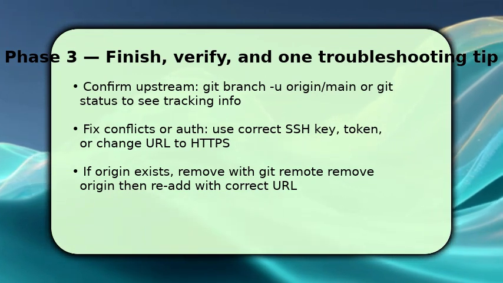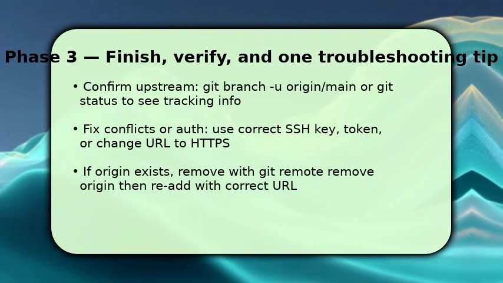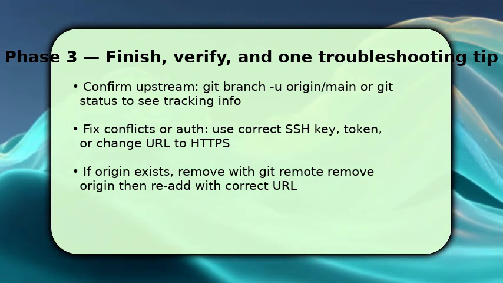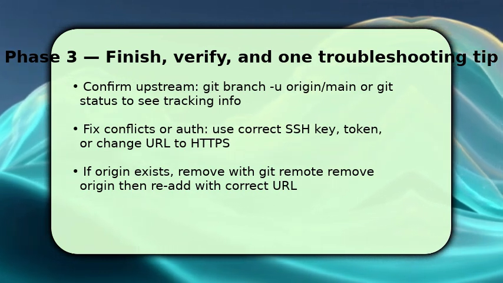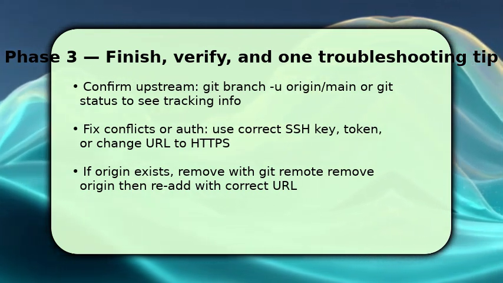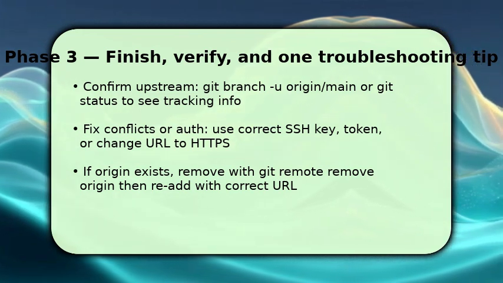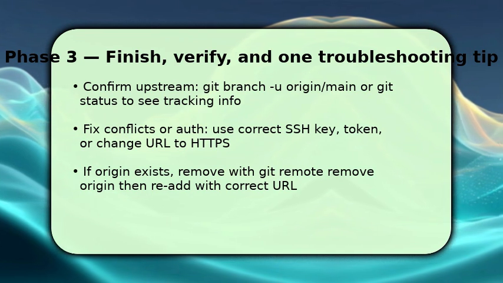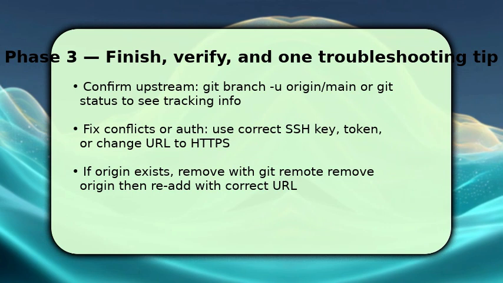If you encounter authentication failures, switch to the appropriate URL or update credentials. Use SSH keys or a personal access token for HTTPS, then retry the push. If Git complains that origin already exists, remove it with git remote remove origin and re-add using the correct URL. One tip: when push is rejected, fetch and merge remote changes first.